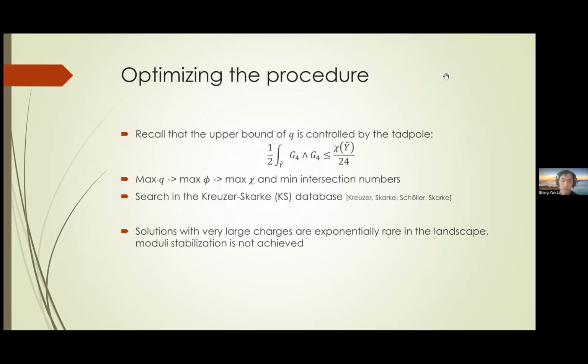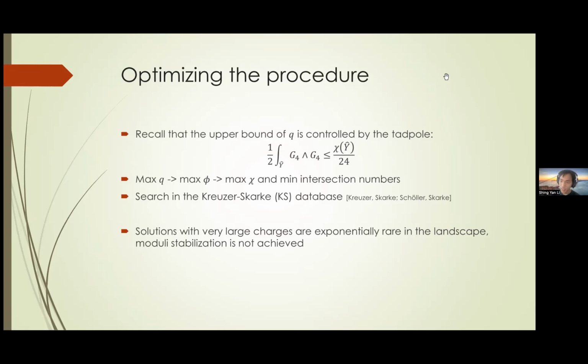So how do we do that? Let me remind you that the upper bound of the charge is basically controlled by the tadpole condition, which is the inequality written here. From here, you can notice two things. First of all, we need to maximize the charges. To maximize the charges, we need to maximize the amount of flux that we can turn on. So we are maximizing phi. And to maximize phi, look at this inequality. First of all, the right-hand side, of course, should be as large as possible. So we need to get a very large Euler characteristic chi.